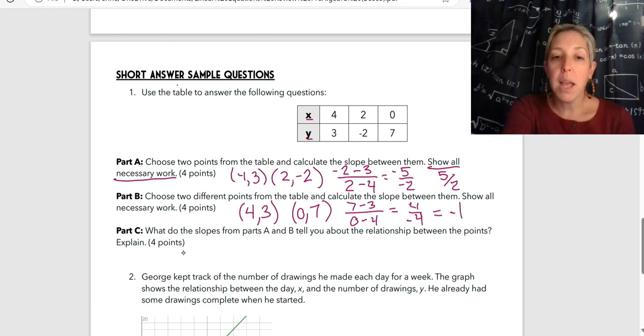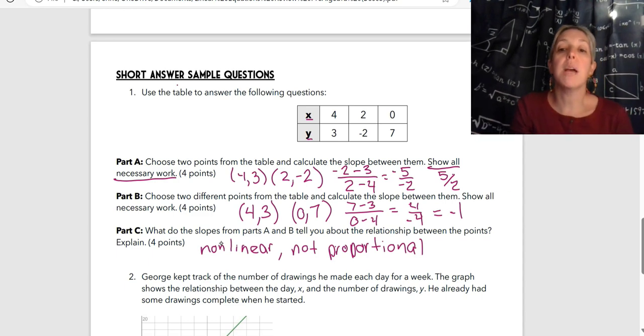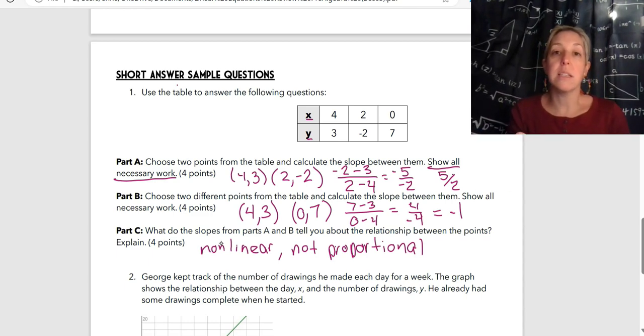What do the slopes from part A and part B tell you about the relationship? Explain. Since you got different numbers, that means that this is going to be non-linear. You could also say that they are not proportional. You could also say there's no relationship. Your explanation needs to say something like, I got 2 different slopes, or the numbers are not the same, so there's no relationship, they're not proportional.